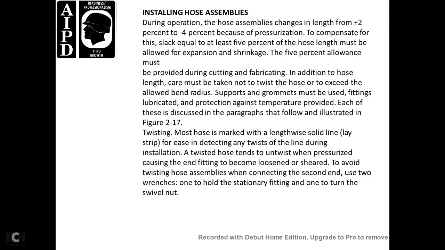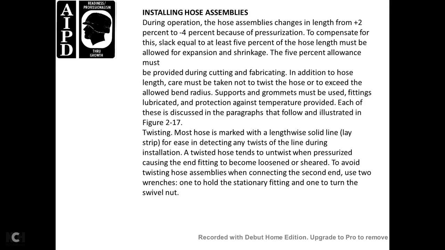TM 1-1500-204-23-2. Installing hose assemblies. During operation, the hose assembly changes in length by plus 2% or minus 4% with the pressurization. To compensate for this, slack equal to at least 5% of the hose length must be allowed for expansion and shrinkage. This 5% allowance must be provided when cutting during fabrication.